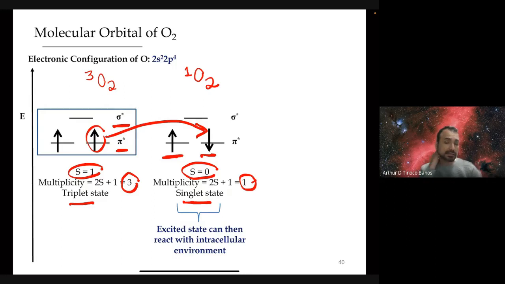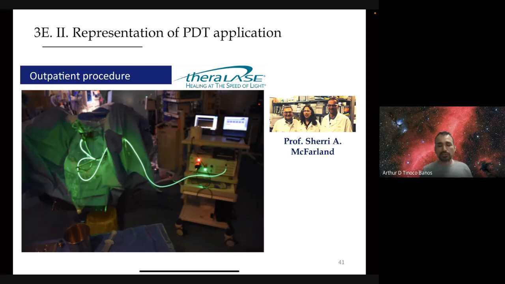So people try to take advantage of this property of oxygen, this formation of excited oxygen, to have an anti-cancer effect. Just as an example, this is a researcher, Sherry McFarland, at the University of Texas at Arlington. She came two years ago to give a lecture for Metals in Medicine, also for the Rice and Mark program, where she talked about her own development of a PDT application using a metal compound.